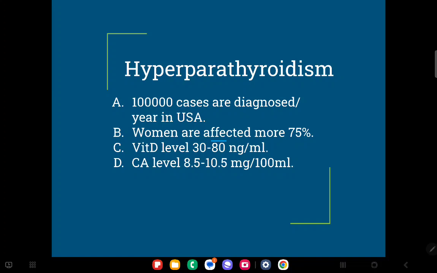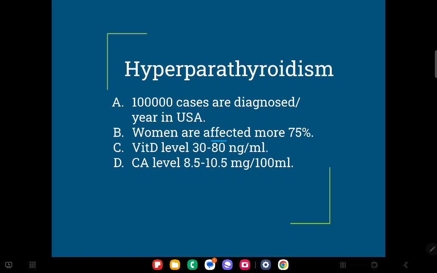Vitamin D level is 30 to 80 nanogram per mL, and parathyroid hormone acts on vitamin D. In the kidney, it changes it from an inactive form to an active form.